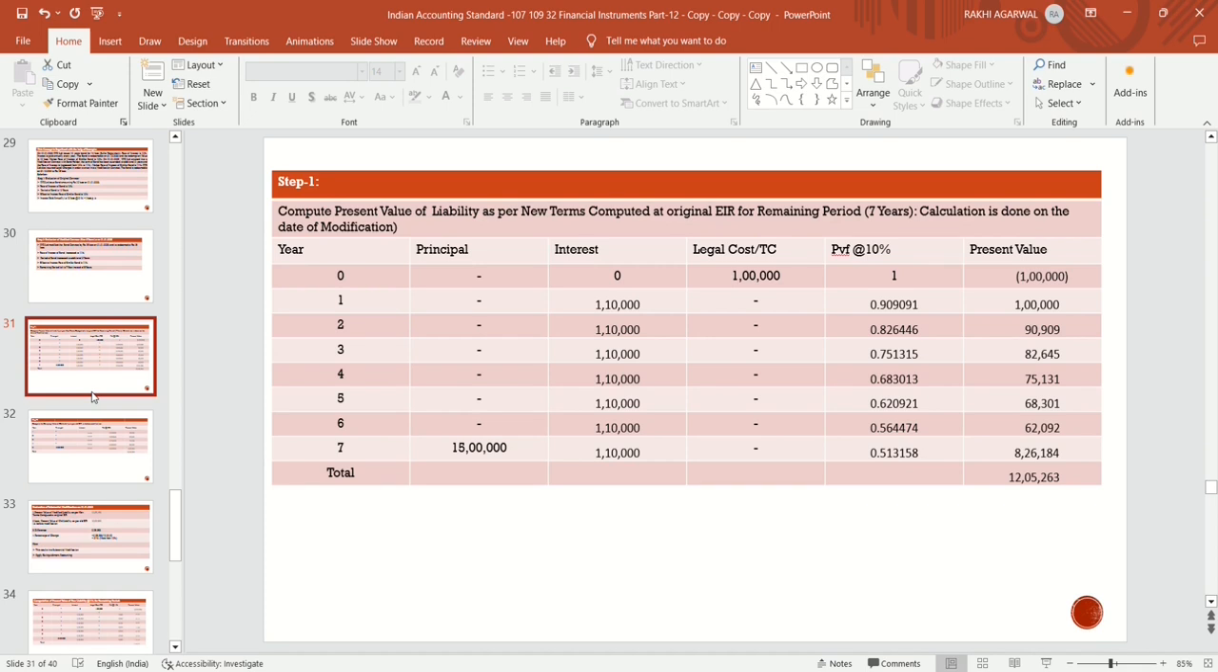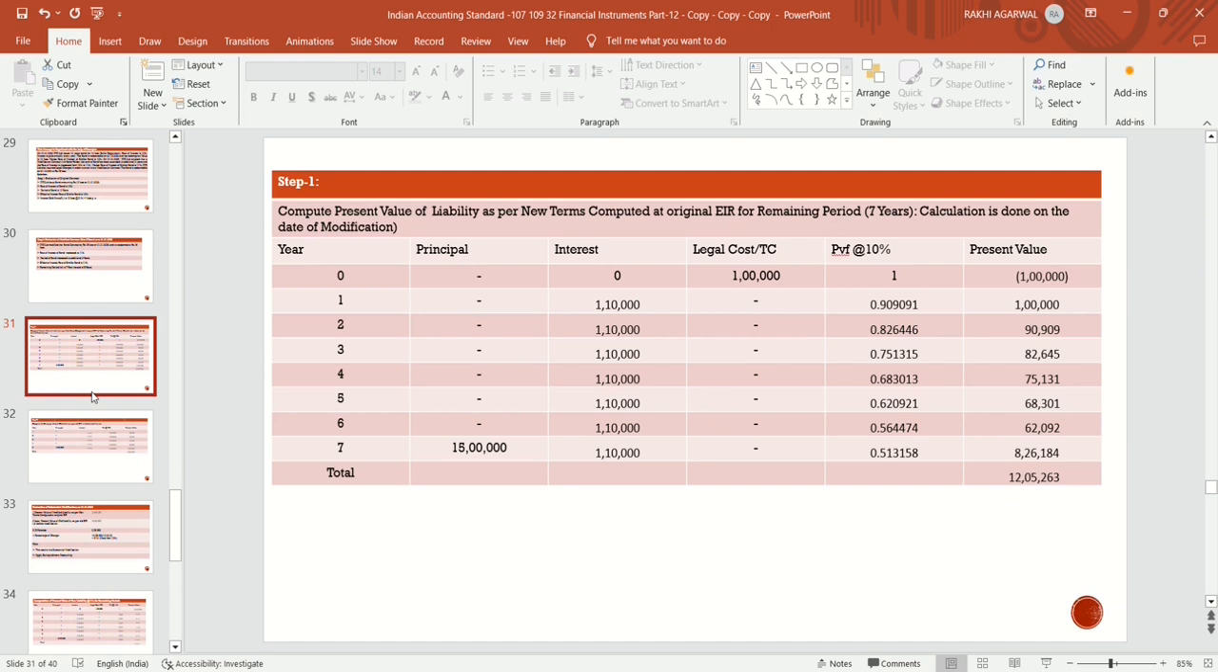Then for interest, there is no such principal repayment. Repayment happens at the 7th year, only interest is to be paid. So interest is to be computed by using the present value factor. So 1 divided by 1.10 becomes 0.909. So 1 lakh 10,000 into 0.909 becomes 1 lakh.